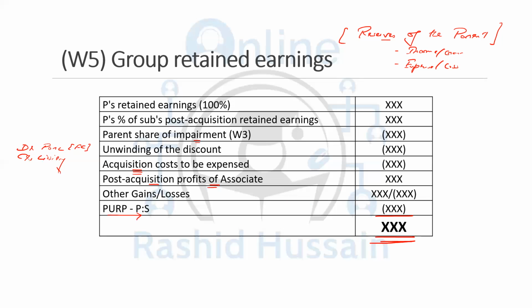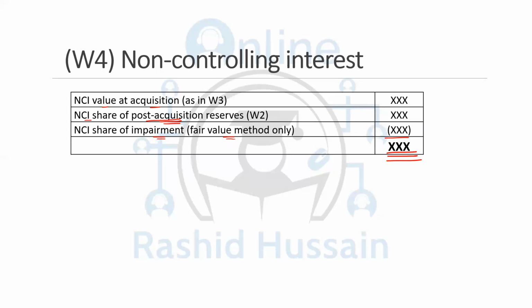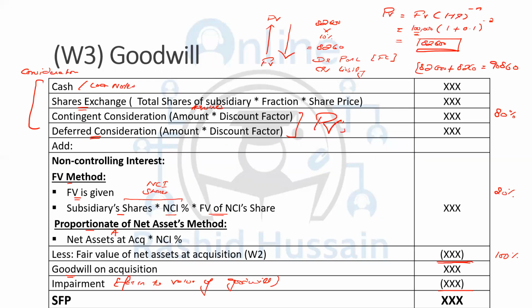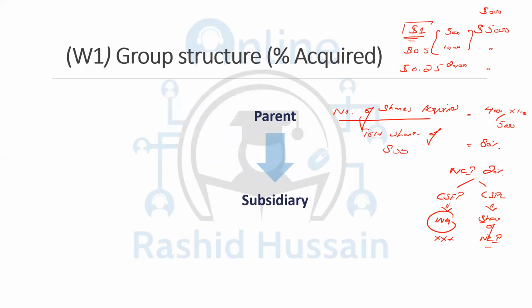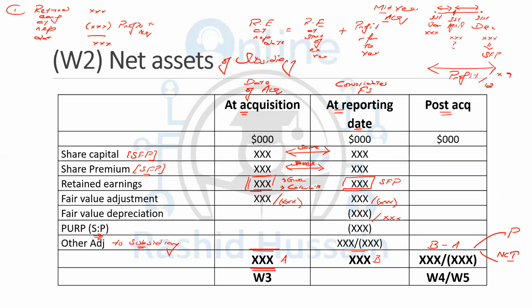So these are the 5 workings. Working number 5 is the group retained earnings. Working number 4 is the non-controlling interest. Working number 3 is the goodwill. Working number 2 is the net assets of the subsidiary. And working number 1 is the group structure. So the group structure is in order to calculate the percentages. Net assets of the subsidiary is in order to calculate 2 things.